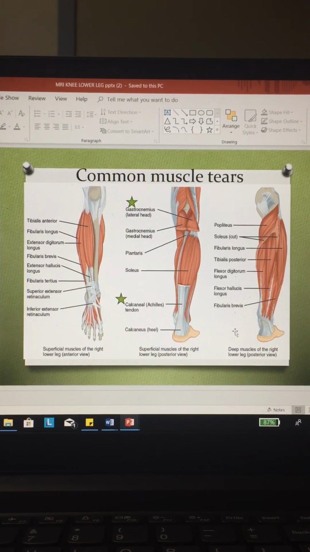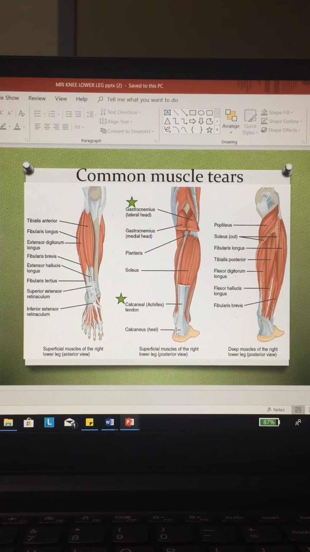Posterior, right. Another word for Achilles tendon is the calcaneal tendon, because this tendon attaches to the calcaneal bone of the foot, or what we call the heel bone, okay? So if I'm talking about a calcaneal tendon, and I ask you what's another word for it, you know that it's the Achilles tendon, okay?